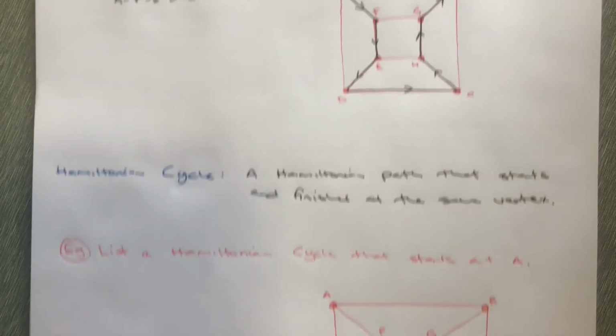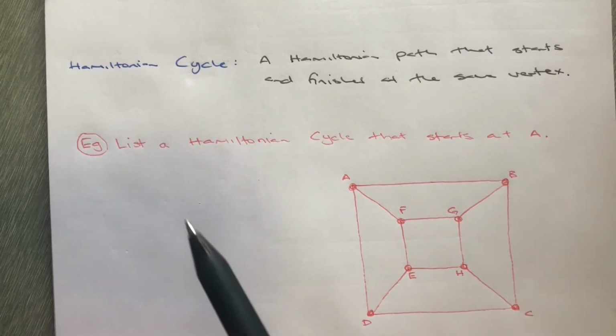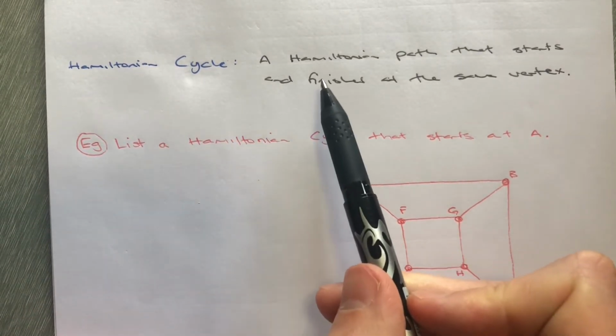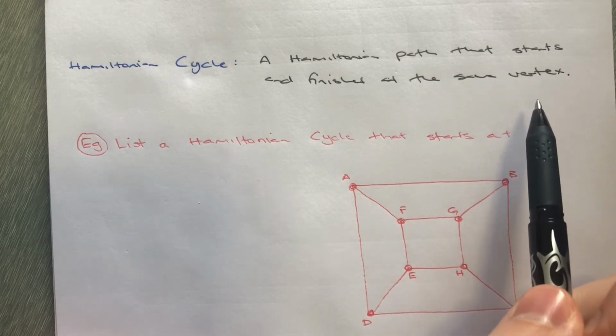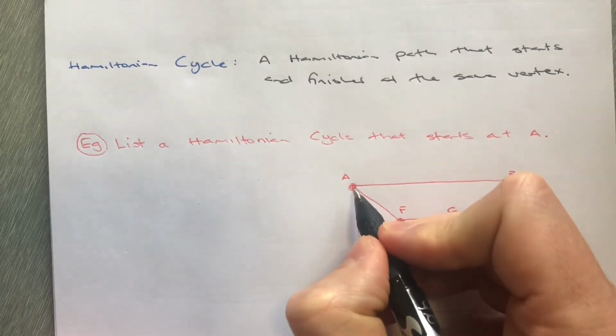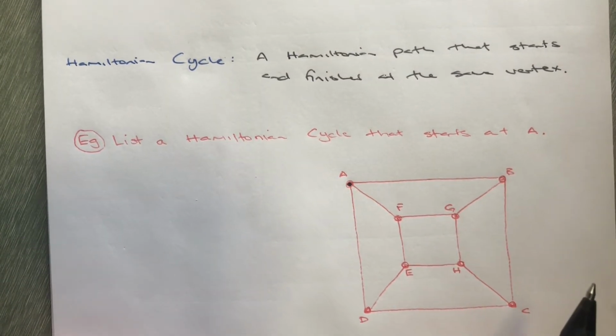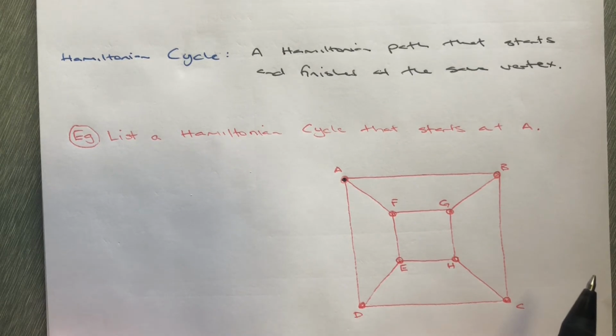So let's move down to the next one. We're doing paths and cycles. A Hamiltonian cycle is a Hamiltonian path that starts and finishes at the same vertex. In this example here, it asks for us to start at A, and if it's a cycle, it has to finish at A as well. So all I'm going to do here is go around and make sure that I've touched all the vertices. I don't have to touch all the edges.